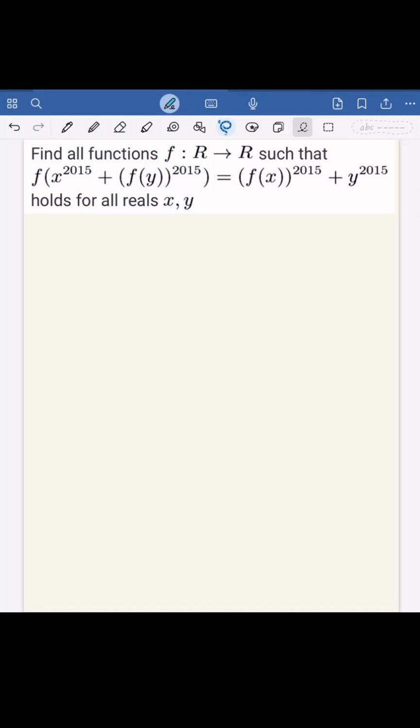Okay, so we have another question. After reading the problem, the first thing to notice is that these two are very similar. So you can take f of both sides. I won't draw the other side.